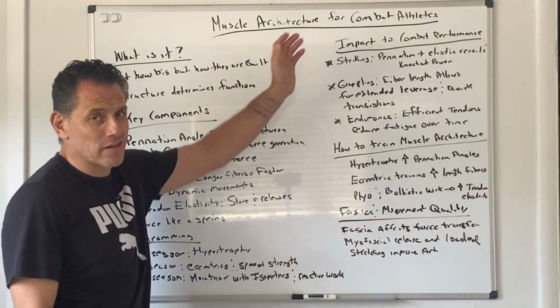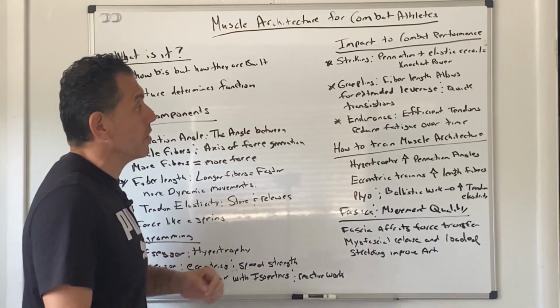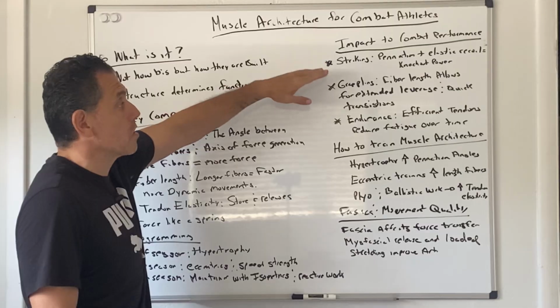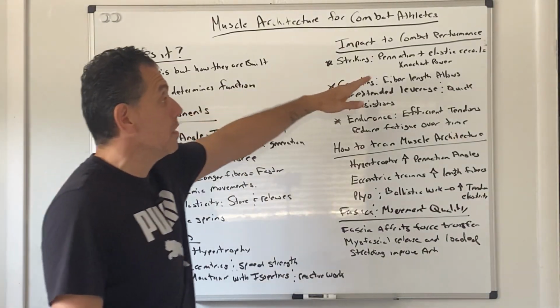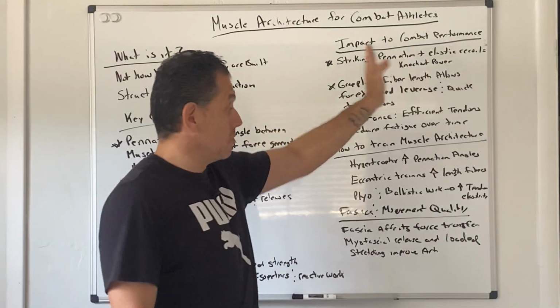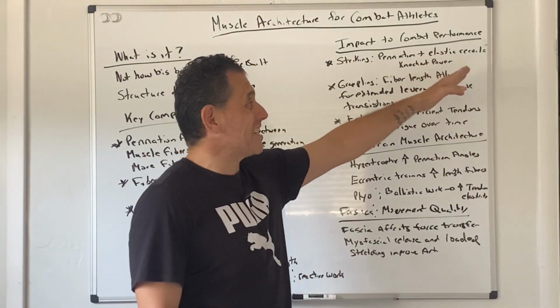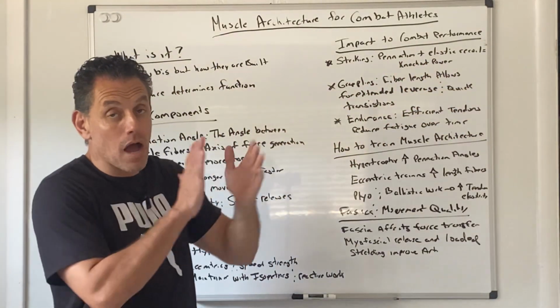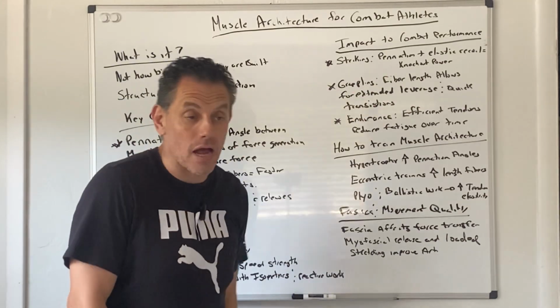So how does it impact you, the combat athlete? So how does it affect your combat performance? The first one is striking. So striking is a combination of pronation, which is what we just talked about, and elastic recoil. That combination is what generates knockout power.